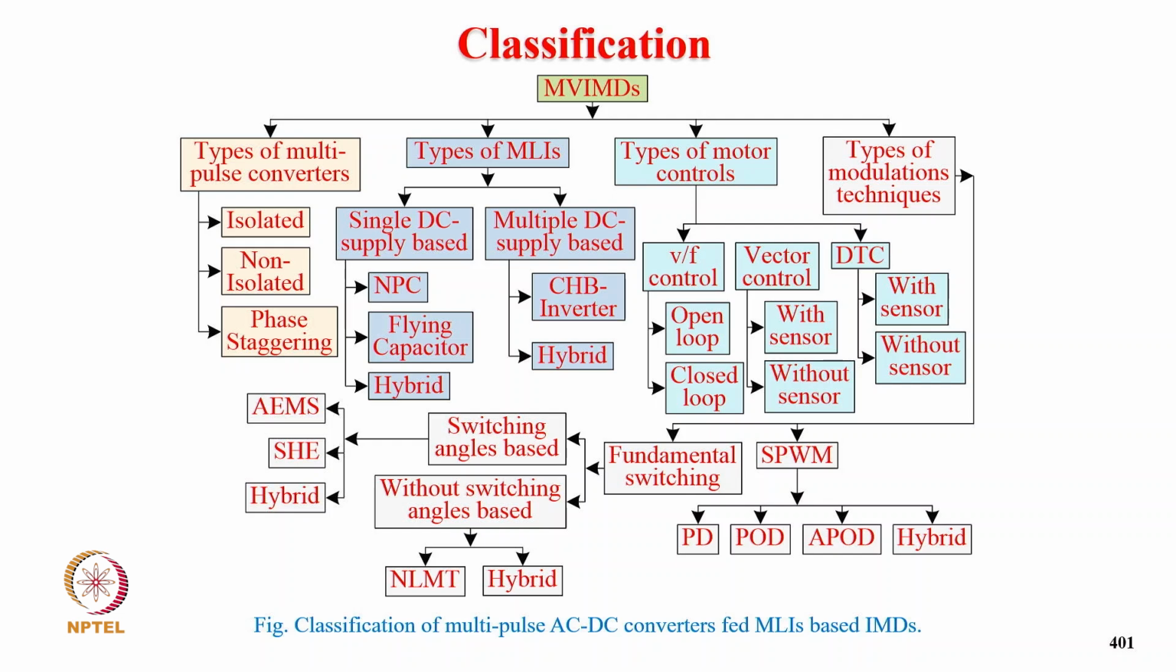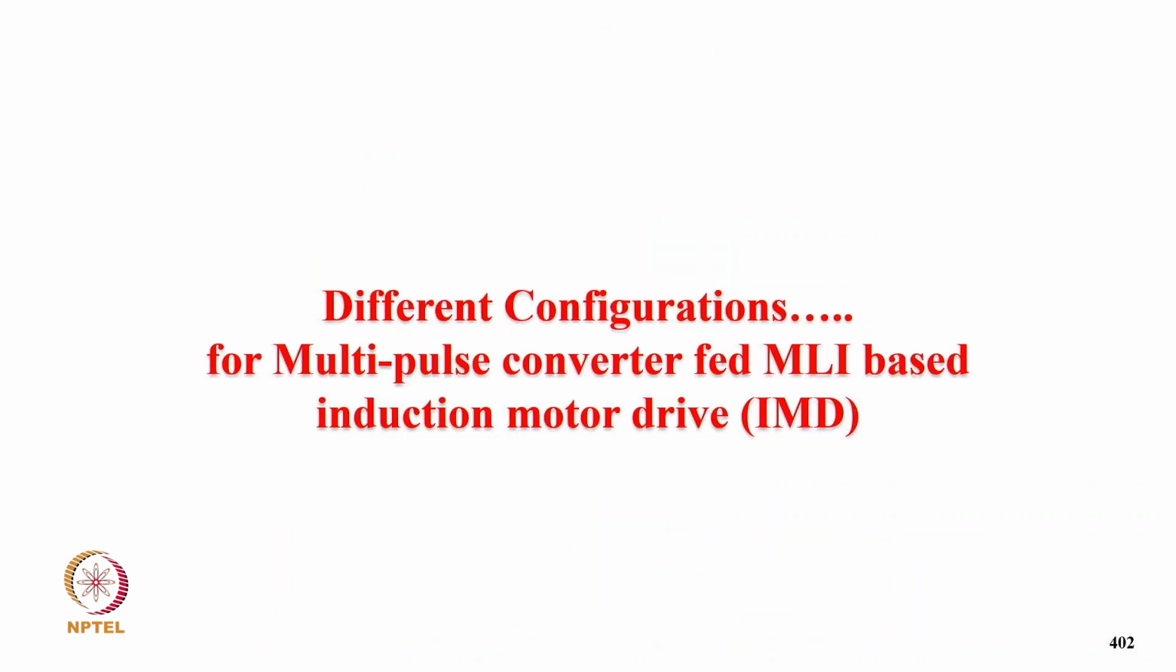And the type of modulation techniques, like fundamental switching, space vector modulation with phase decomposition, phase opposite decomposition, double phase and a hybrid. And fundamental switching, we divide again: switching angle based, which is 3 AEMS, SHE, and hybrid, and second is without switching angle based, and LMT and hybrid. This is the classification of multiple AC/DC converter based induction motor drive system.